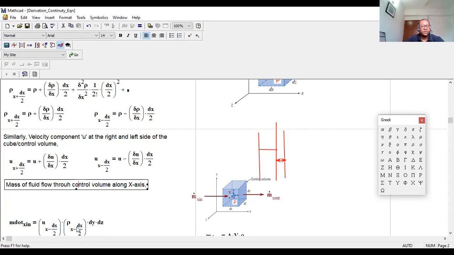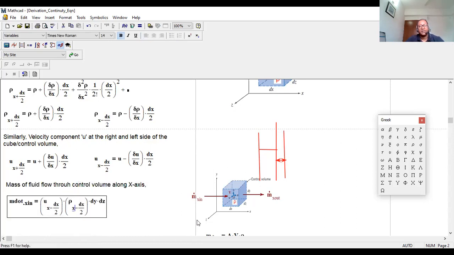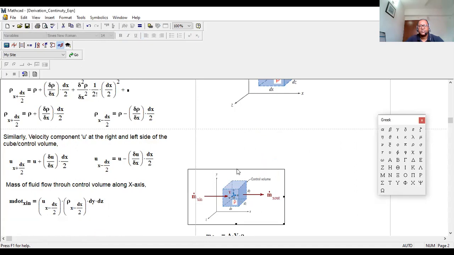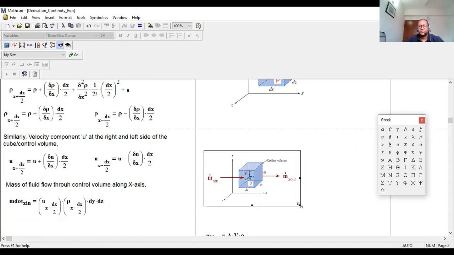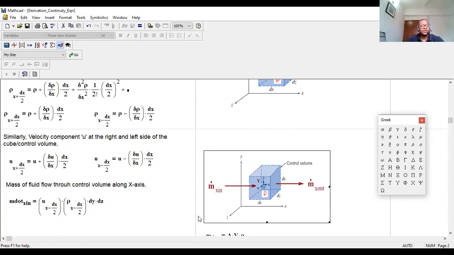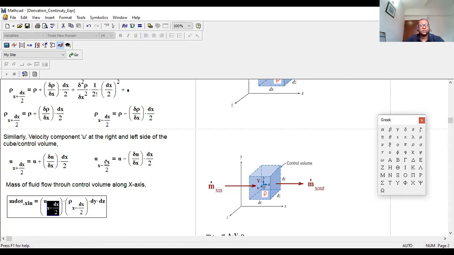Then I need to figure out m dot in, and how much mass is entering right over here. So what do I need? I need the velocity at the left side, this is my velocity u. The density at the left side, which we figure out right over here, times the area on the left side, dy into dz, this area.